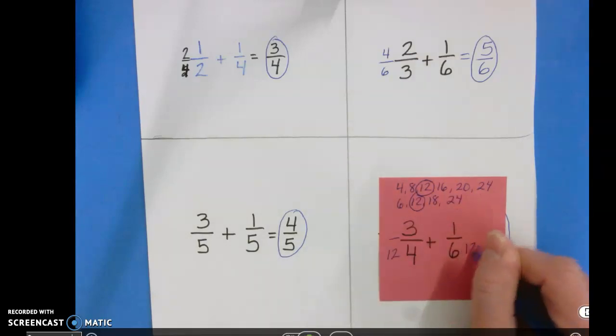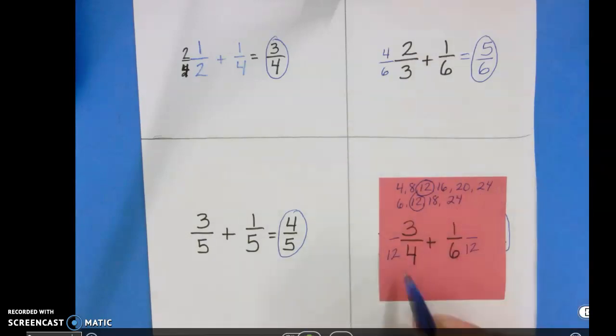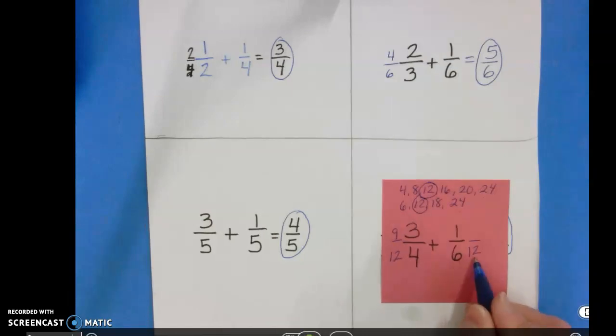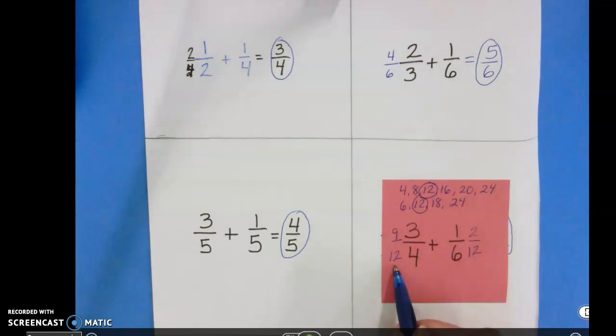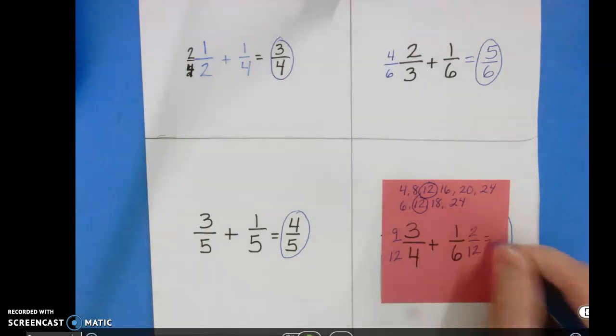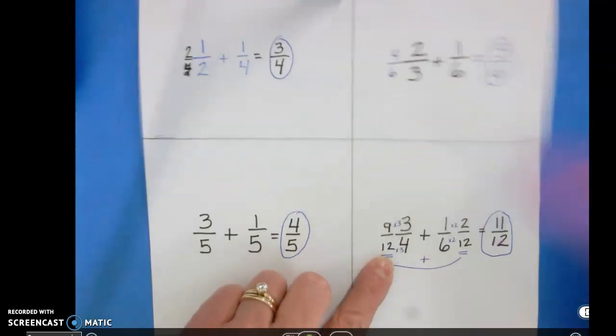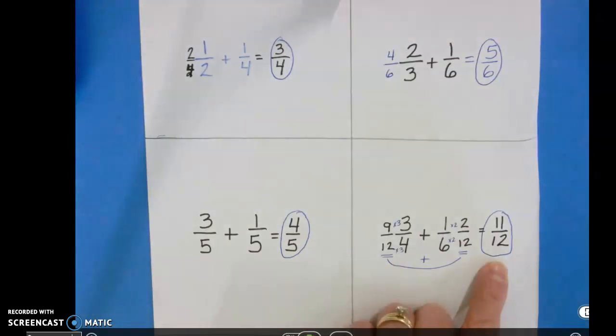So I'm going to put that right on my paper, and then I'm going to make my equivalent fractions by thinking about what I am multiplying by, what fancy one. 4 times 3 is 12, and 3 times 3 is 9. So I've just made equivalent fractions. 6 times 2 is 12, 1 times 2 is 2. I have something that equals 9 pieces of 12 plus 2 more pieces of 12. My answer, let's see if I did it right, is 11/12.